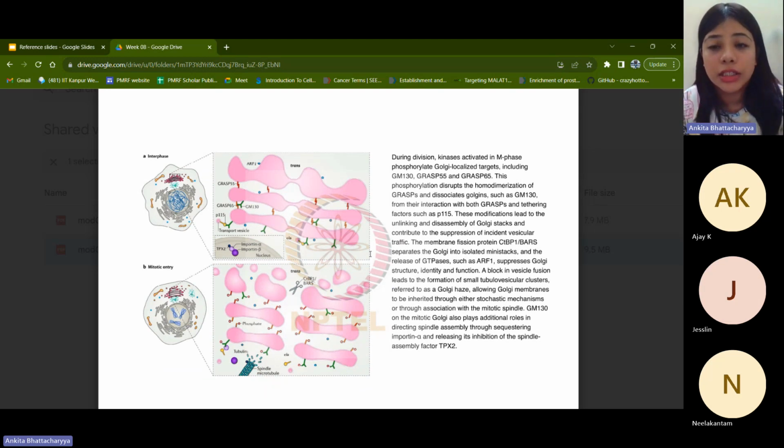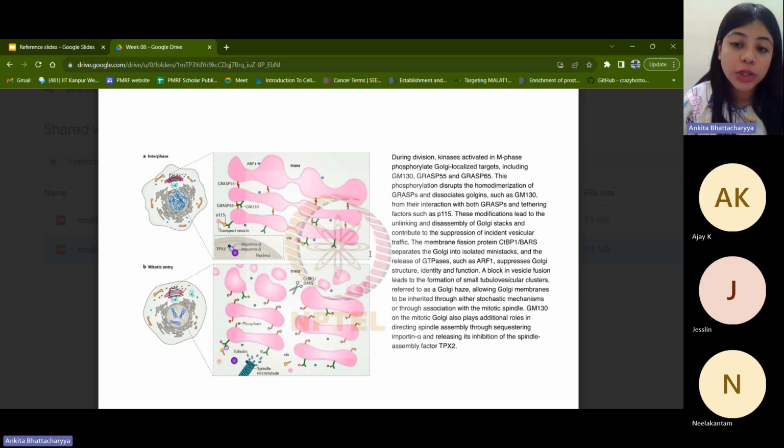During division, the kinases that were activated during the M phase phosphorylate Golgi localized targets, which are shown here. This disrupts the homodimerization of the GRASPs and dissociates Golgins. These lead to unlinking and disassembly of Golgi stacks and contribute to the suppression of incident vesicular traffic. The membrane fission protein, which is CtBP1/BARS, was probably one of the options from the previous week's assignment as well.